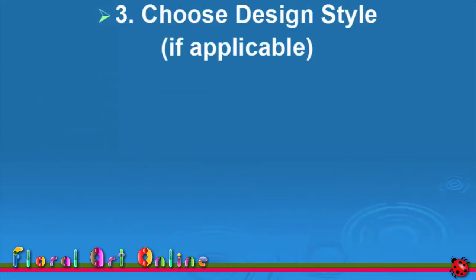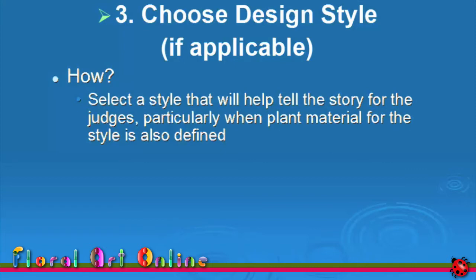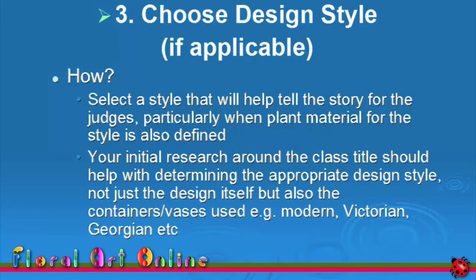When the design style is not indicated, how do you choose one? What you want to do is select a style that will help you tell the story for the judges, particularly when the plant material for that style is also defined. Your initial research about the class title should help with determining the appropriate design style, not just the design itself, but also the containers or vases to be used.